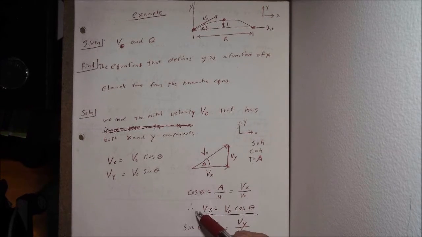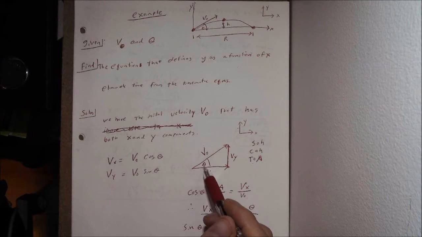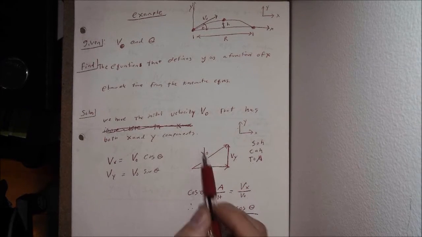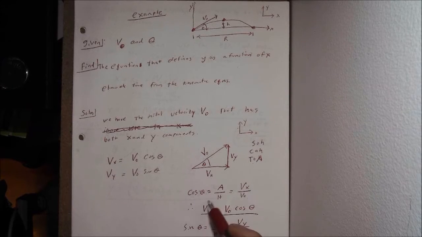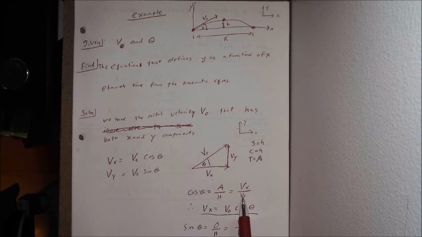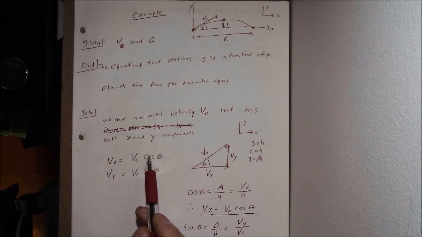If I need to deal with my x component, I use cosine. The cosine of theta is adjacent over hypotenuse, and my adjacent involves my x component. So cosine of theta is vx over v naught. I can rearrange and solve for that. My vx is then equal to v naught times the cosine of theta. So here's my vx component.